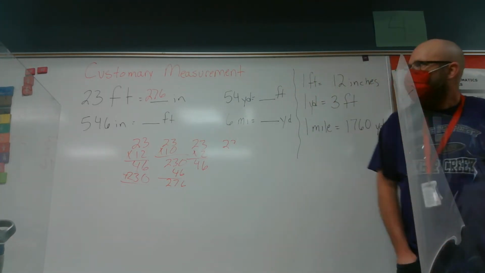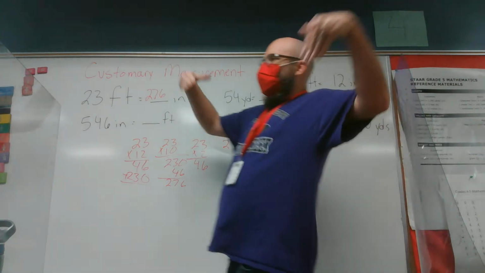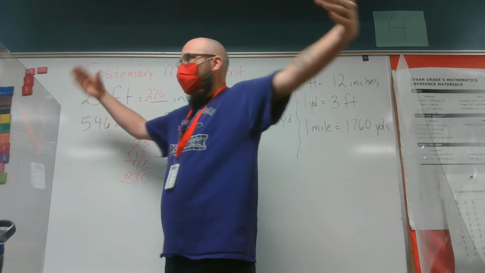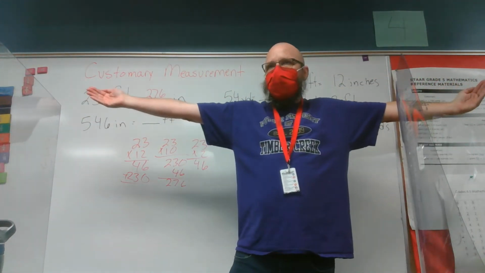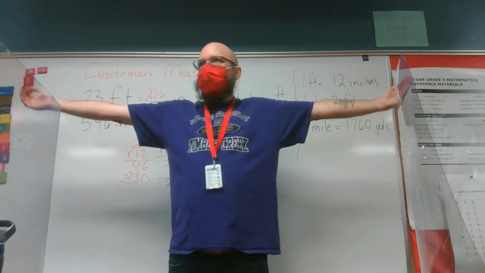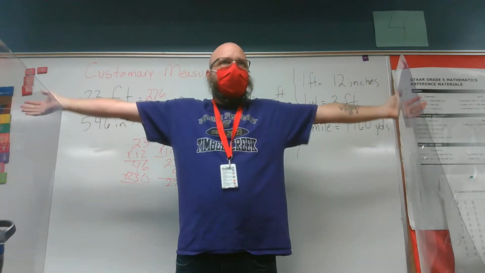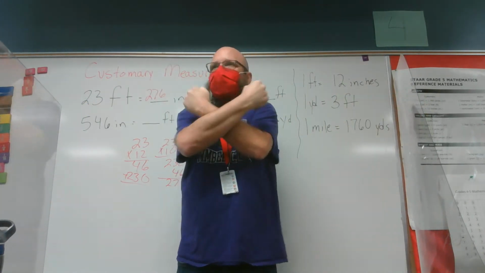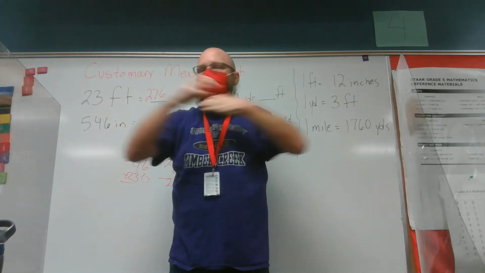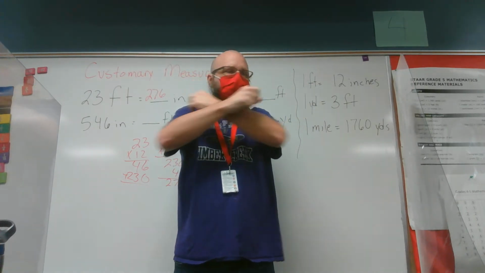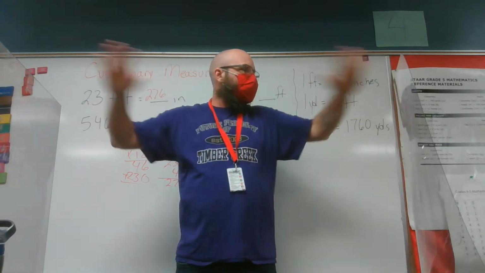So, how did you get 276? Because I'm going from feet to inches. Feet are bigger. That's what I know. I know my feet, and I'm changing it to inches, which means I multiply. If I'm changing from a big measurement to a smaller measurement, I multiply. That's what this means. If you think this in your head, that's what's going to help you.